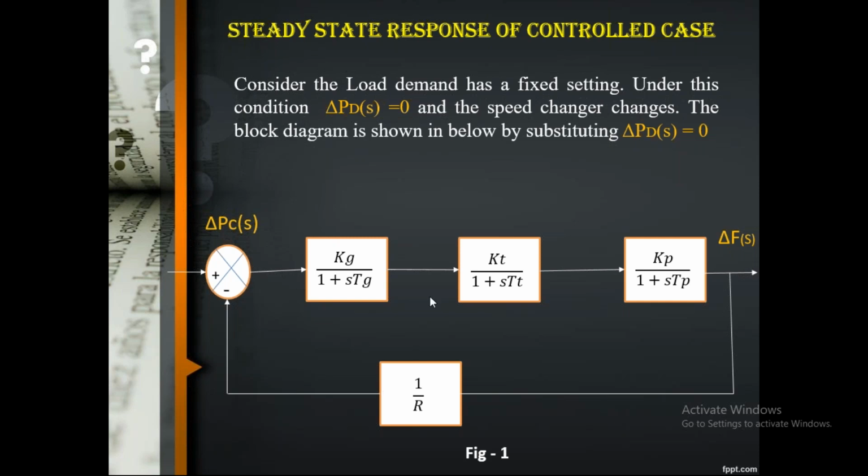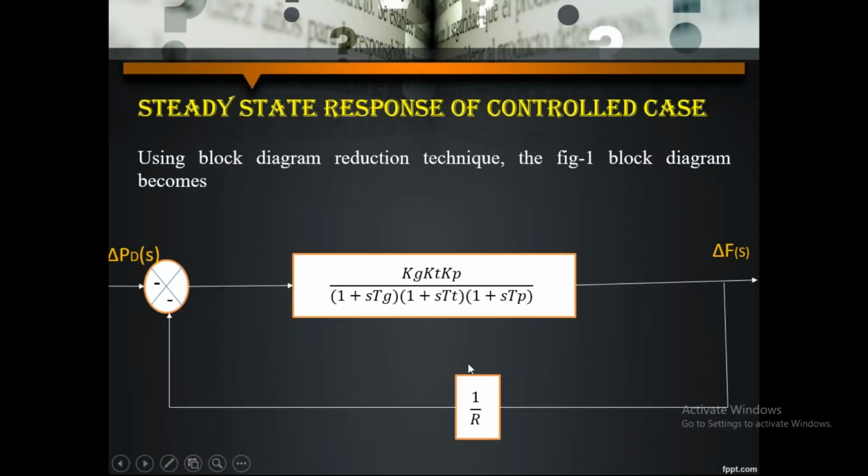So after eliminating these cascade blocks, we will get the block diagram like this. So this is the block diagram after eliminating all the cascade blocks. Now it is looking like a negative feedback loop. Then from this block diagram, we have to obtain the transfer function, that is delta f of s divided by delta PD of s.